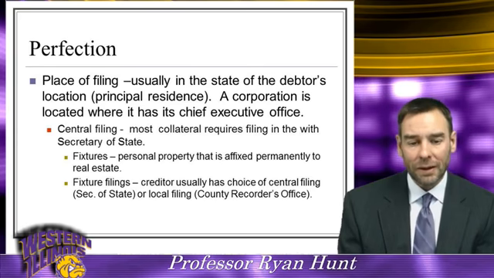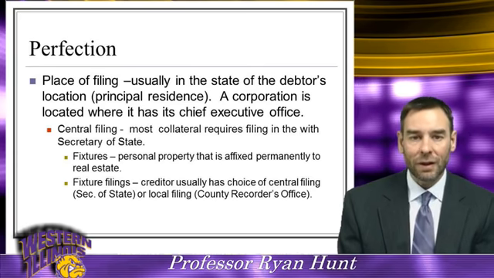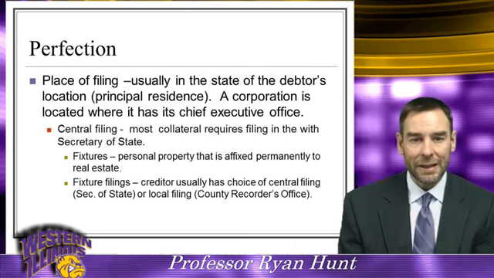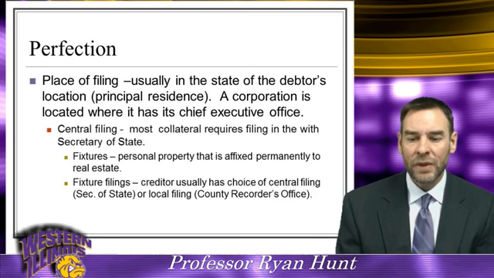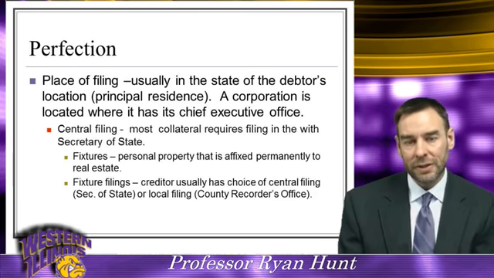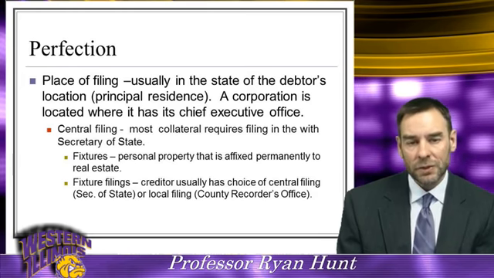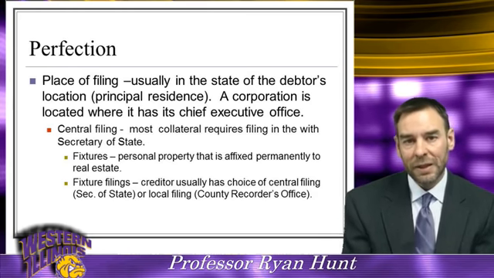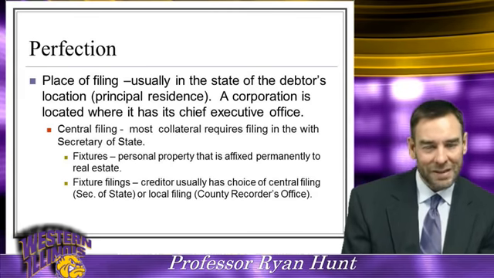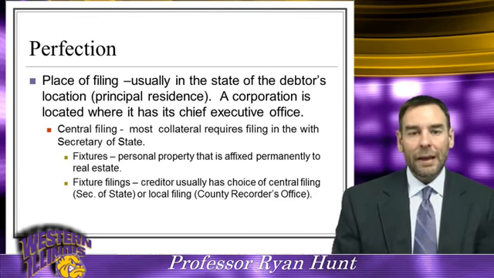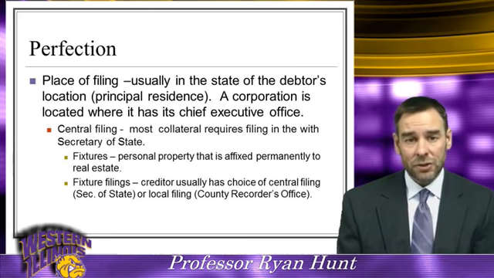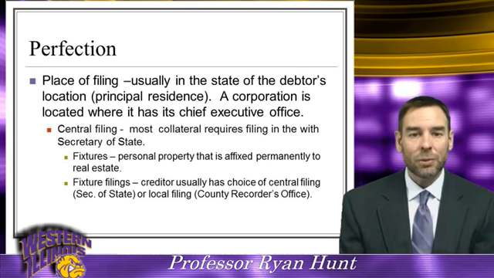Central filing. Most collateral requires filing with the central office of the state, like the Secretary of State's office, and they all now maintain databases that are accessible by computer. Fixtures, however, are a little bit different. First of all, let me tell you what a fixture is or give you an example. Fixtures are personal property that are affixed permanently to land. And they're kind of quasi-personal property and quasi-land. And the UCC, Article 9, allows us to take security interests in fixtures, but they treat them a little bit differently.